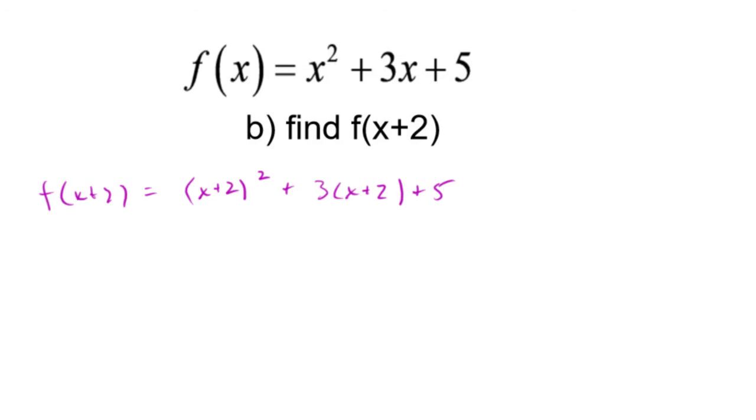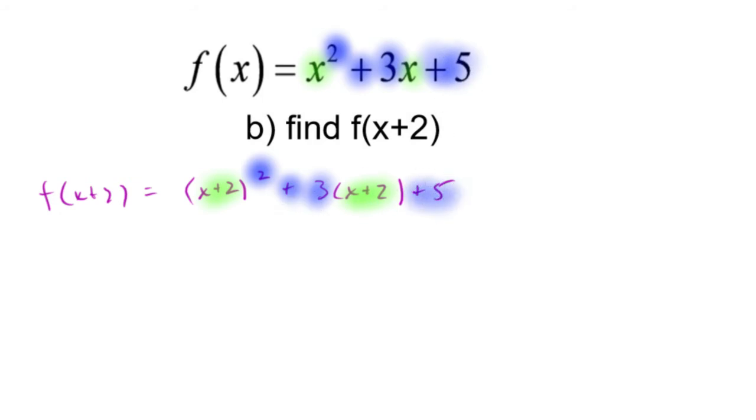Notice, anywhere I see an x, I write x plus 2 in parentheses. Right? It's just a direct substitution. All of the rest of the equation is still there. We've still got our squared, we still got our plus sign, we still got our 3, and we still got our plus 5. It's just all the x's have been replaced.